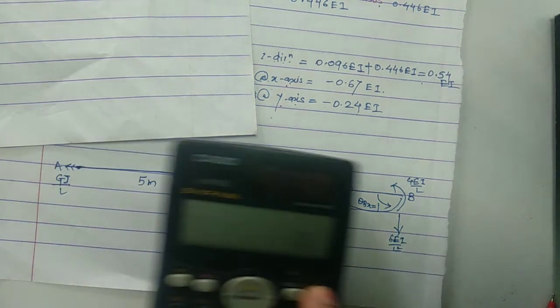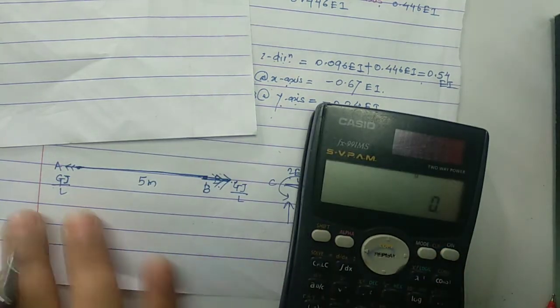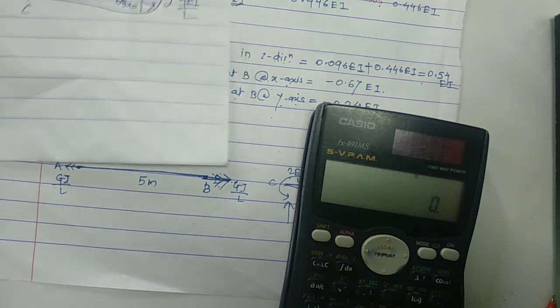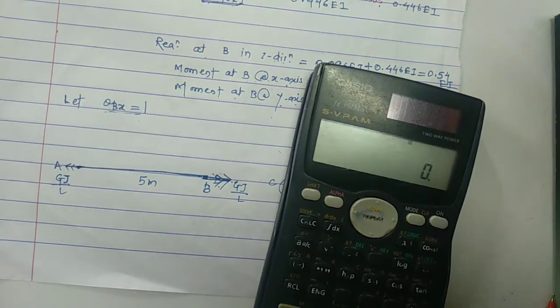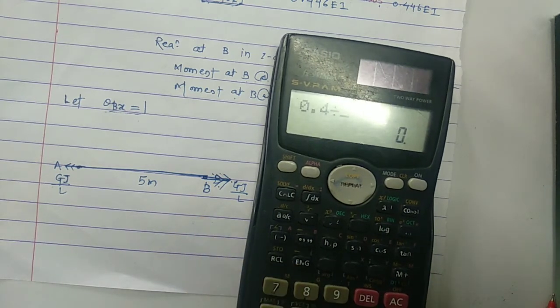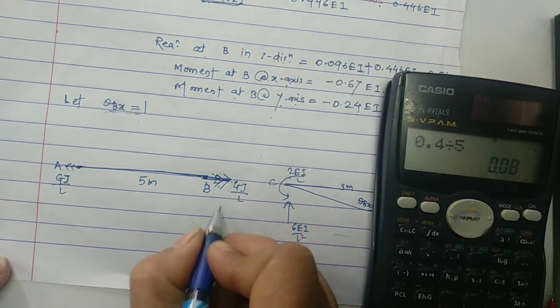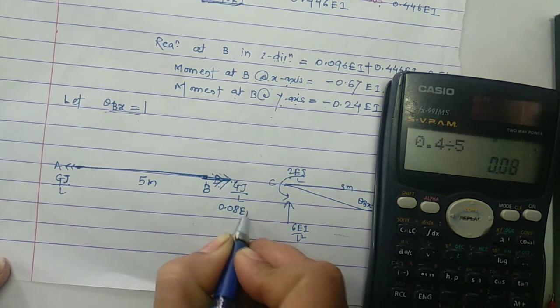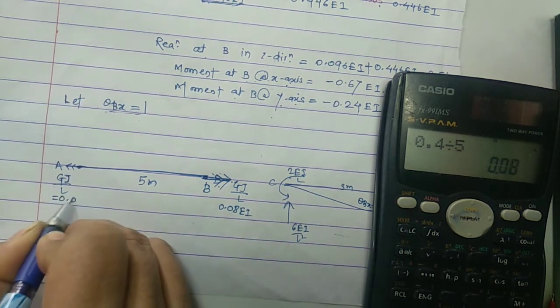Calculate these stiffnesses. Very first we will calculate for AB member. GJ value that is given in the problem statement is 0.4 EI. So 0.4 divided by length of member 5, that is equal to 0.08 EI. Here also 0.08 EI.